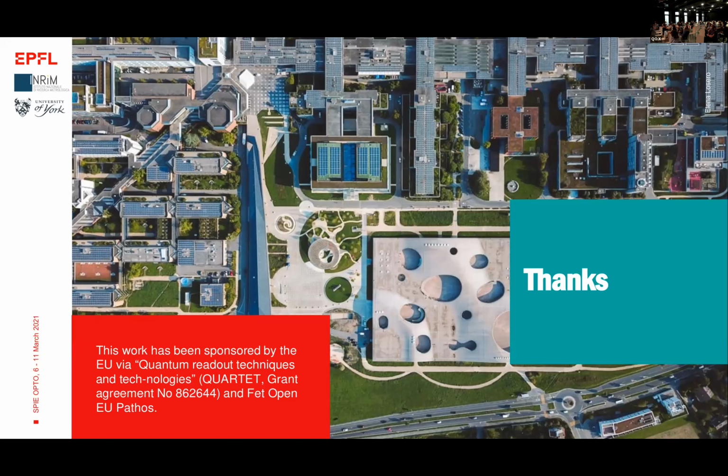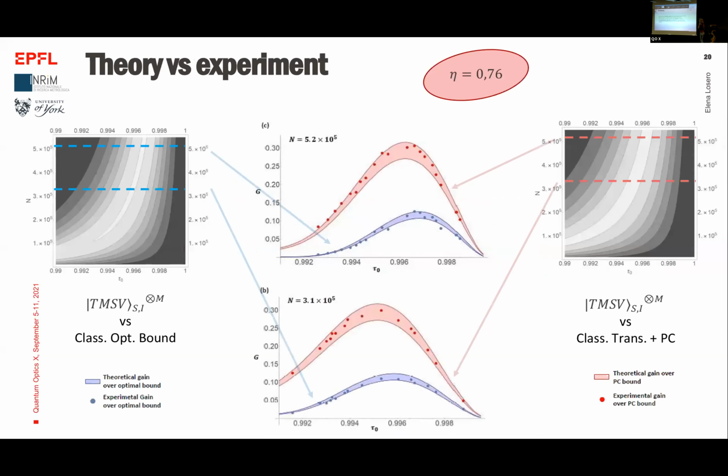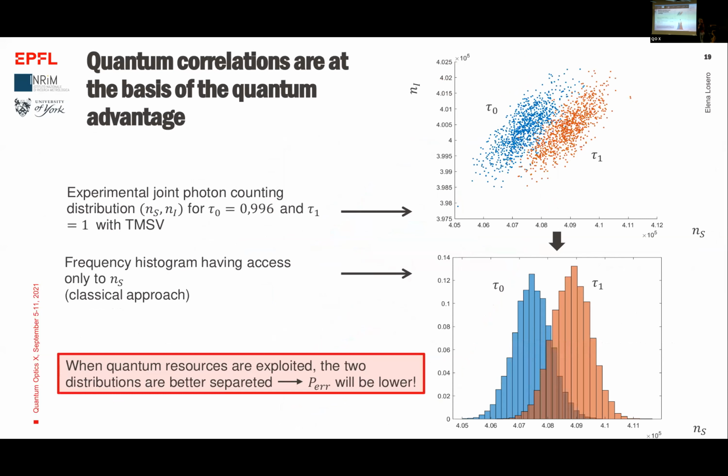Hello, thank you. So maybe I missed that, but what was the level of squeezing in your two-mode squeezed vacuum, and how do things depend on the level of squeezing? Okay, yes. I didn't report any plot for that. Of course, the higher the level of squeezing, the better would be the advantage.